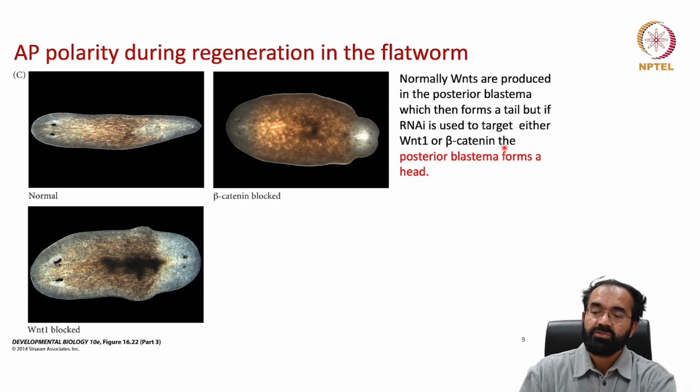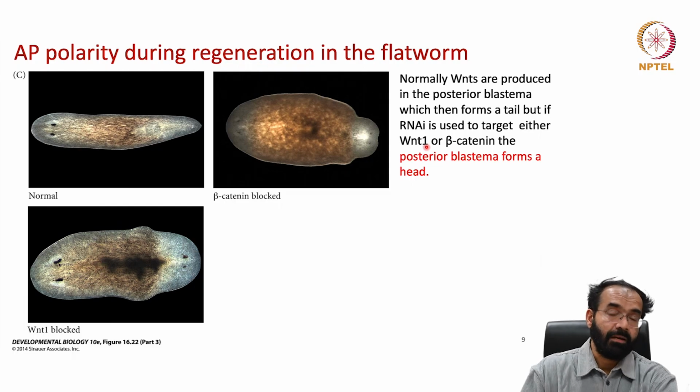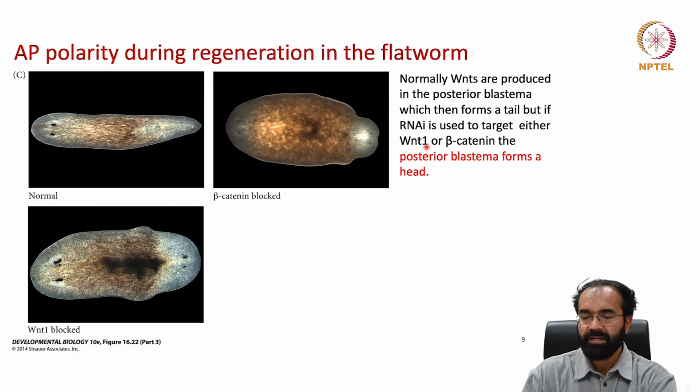So RNAi is used to target either Wnt or beta-catenin. Wnt is the ligand. So if you use RNAi against Wnt, it won't be able to go and bind to the Frizzled receptor. But if you get rid of beta-catenin, what happens? Whether Wnt is there or not doesn't matter. Beta-catenin will not be stabilized. Beta-catenin will not get a chance to turn on Wnt signaling specific genes. So you can use either of them.